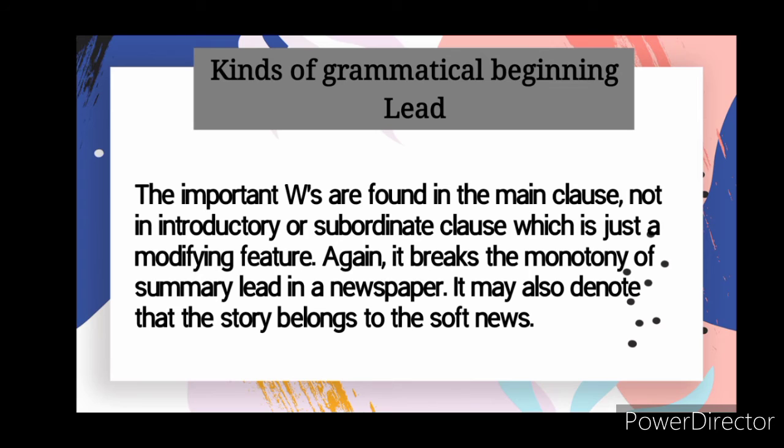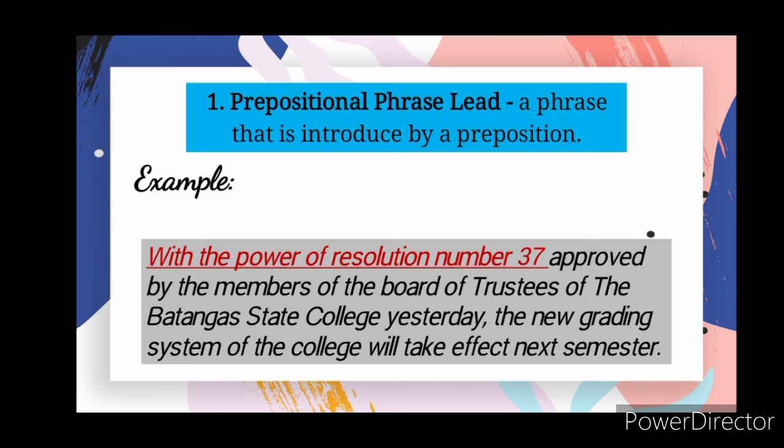Let's now move on to the kinds of grammatical beginning lead. The important W's are found in the main clause, not in introductory or subordinate clause, which is just a modifying feature. Again, it breaks the monotony of summary lead in a newspaper. It may also denote that the story belongs to the soft news.